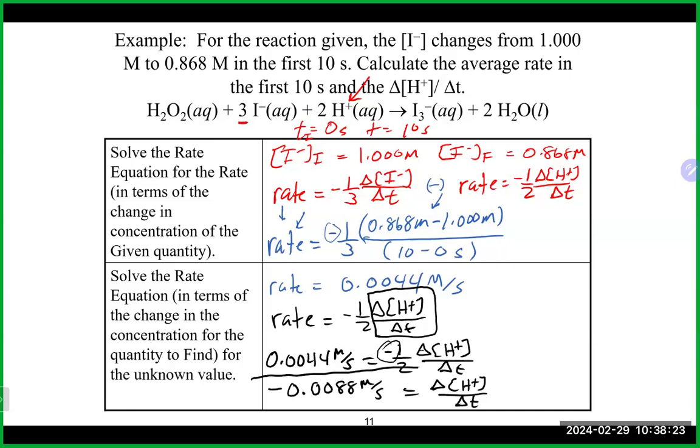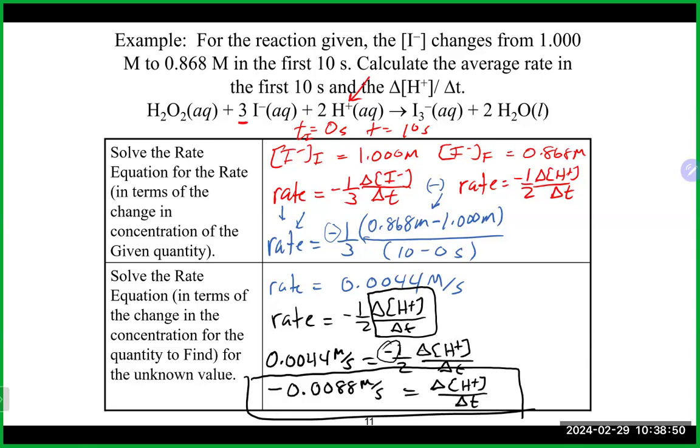Why is that answer negative? Does that make sense? It does, because H plus is a reactant, which means it should be negatively changing over time, right? You're actually losing that much concentration over time. And that's why we do end up with a negative here, because we're looking at the rate of disappearance of our H plus in this particular case.